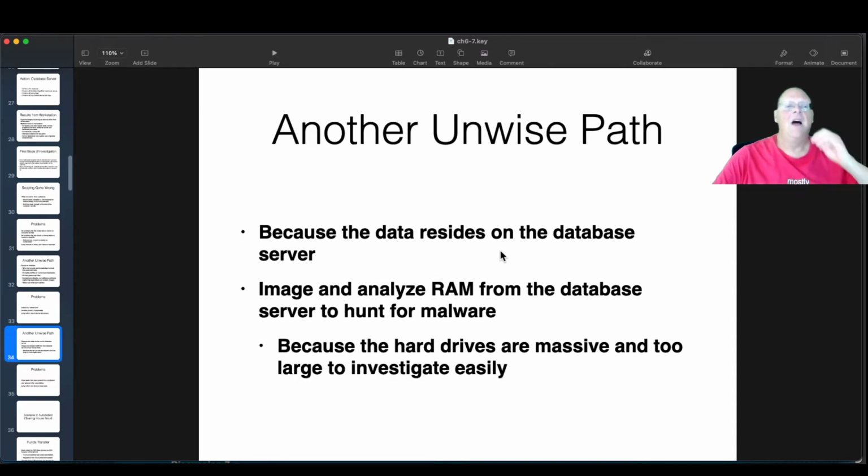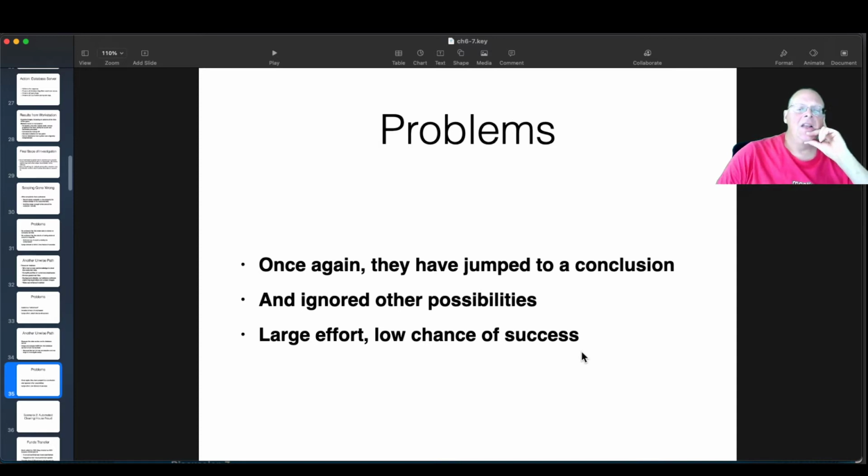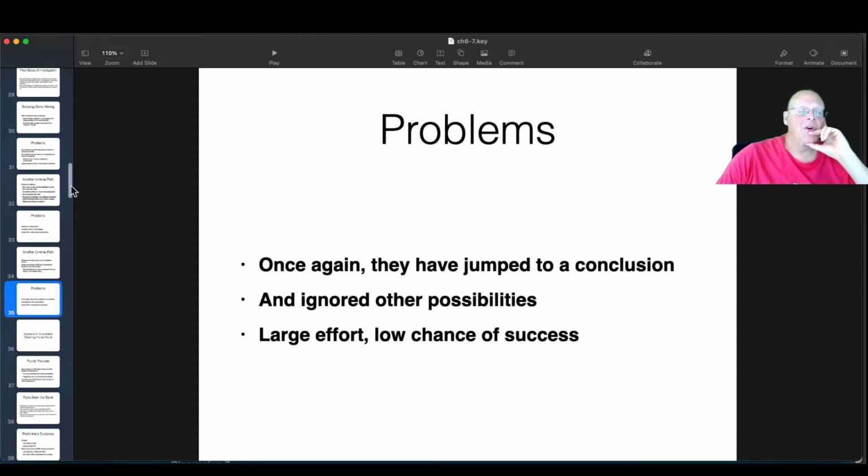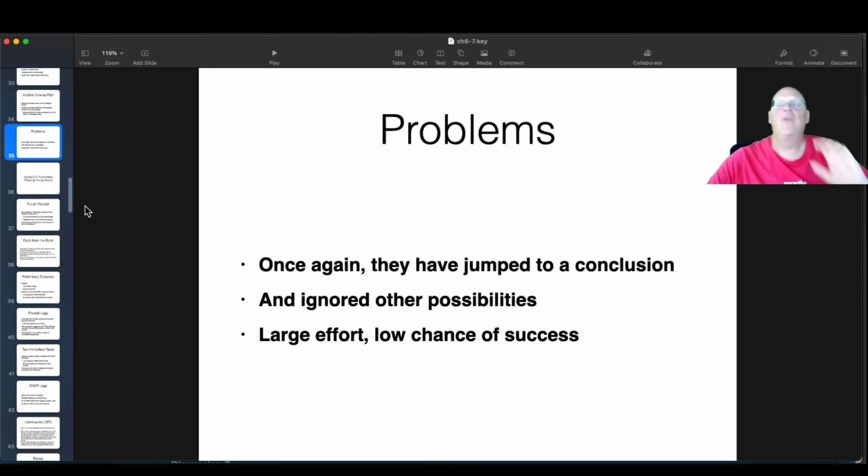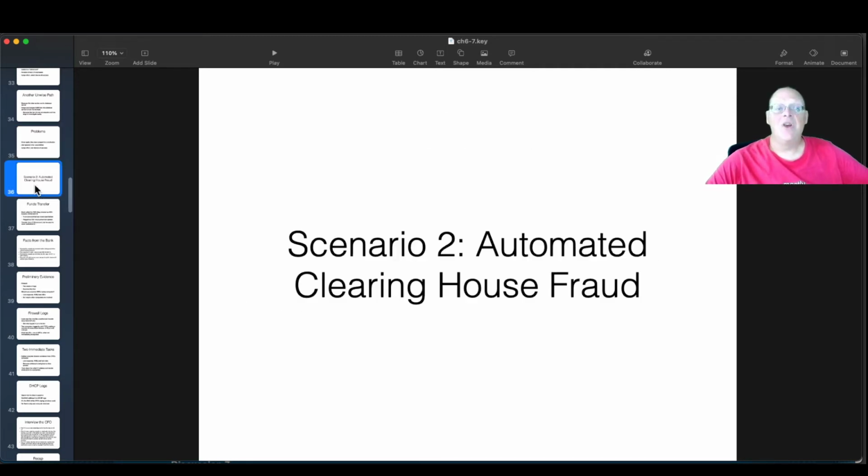Anyway, another unwise path would be to focus on the database server to hunt for malware there, but that's really hard to do on a database server. And again, you've jumped to a conclusion. So that's the thing. You have to avoid that and instead ask reasonable questions where you can get an answer quickly that help guide you to an answer, guided by the evidence, not by conclusions you just jump to.